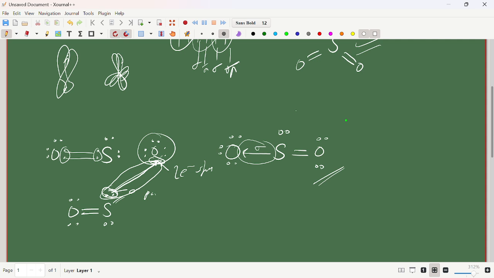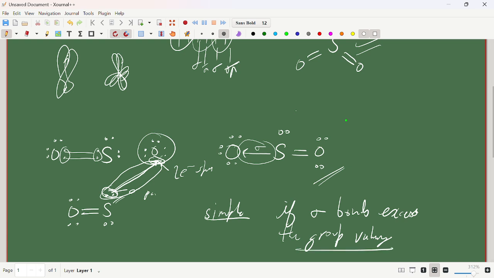Now, this is not the actual question. The actual question asked is, which of the following has coordinate bonds? So there is a very simple trick. If sigma bonds exceed the group valency, it has a coordinate bond.